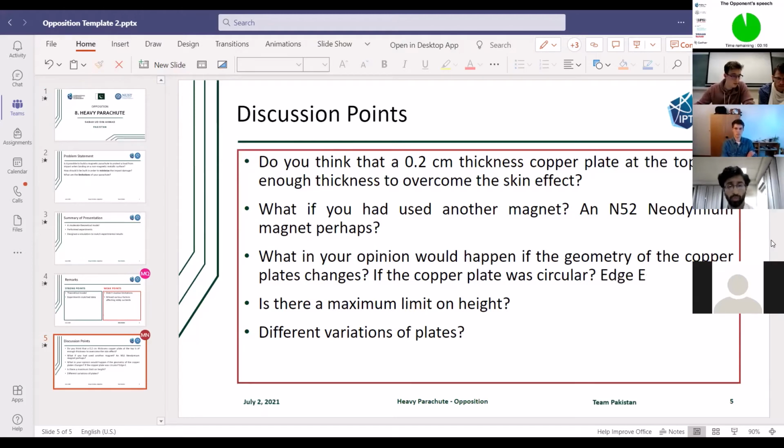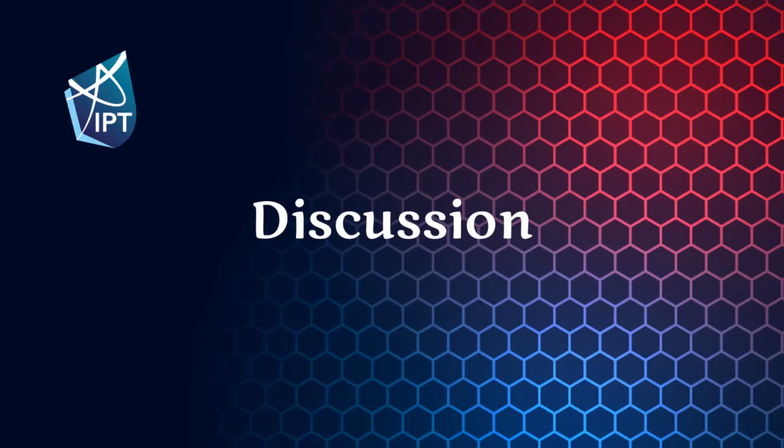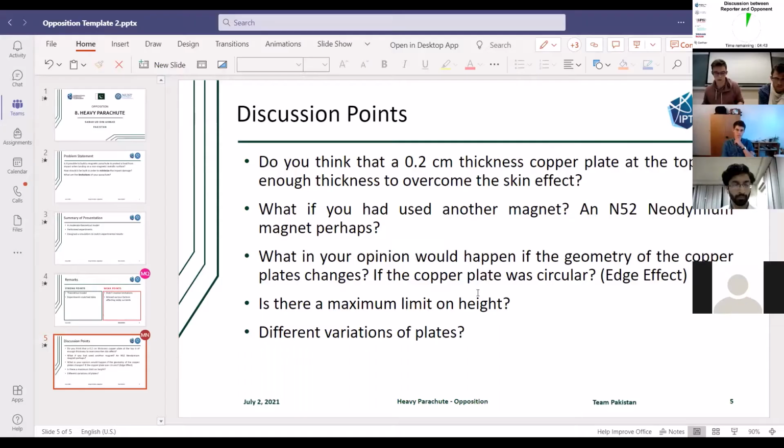And then what's the maximum limit on height? Were they able to test or get a maximum limit on height? They also mentioned that they tried different variations of plate, and they mentioned the data, but I wasn't able to observe if they tried it with aluminum or other plates. So I would want to discuss these points with Team Slovenia. Should I start the discussion?